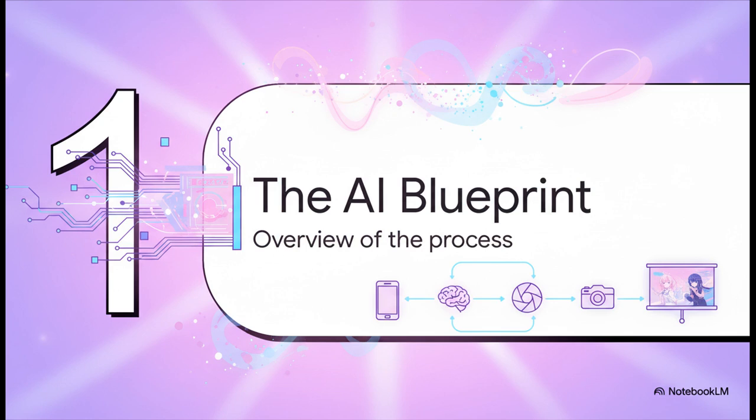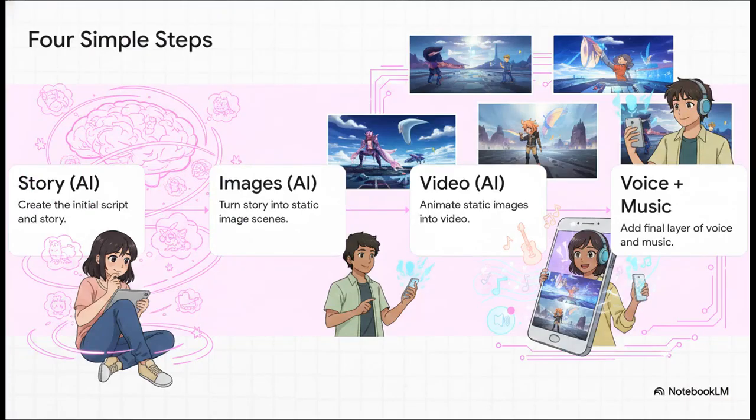Okay, Section 1, the AI blueprint. Let's get an overview of the process. So the absolutely crucial point here is that we follow these 4 chronological steps. First, we create the story. Second, we turn that story into static images. Third, those static images become video. And fourth, we add voice and music.